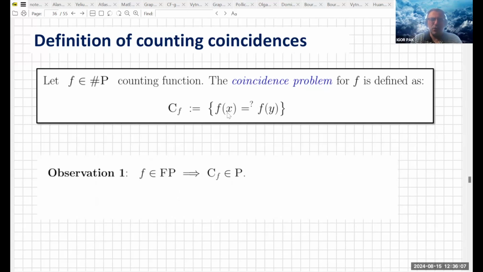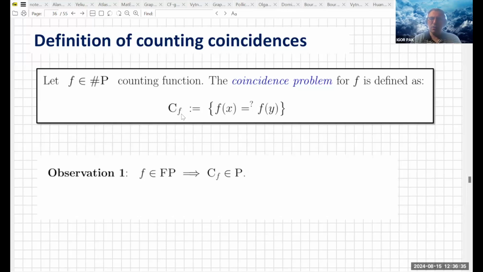And the first observation is what is the CF? I don't understand the CF. CF is a decision problem. It's a decision problem. Given x and y, are the two numbers the same or not? I see. It's a decision problem given x and y. Thank you. Yeah. That, so this is basically a notation for this problem.